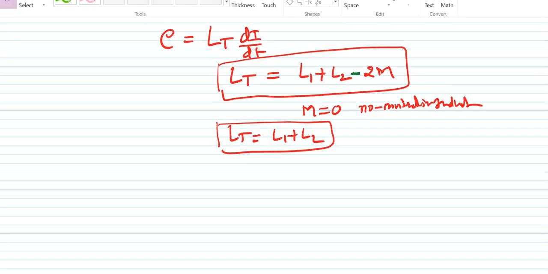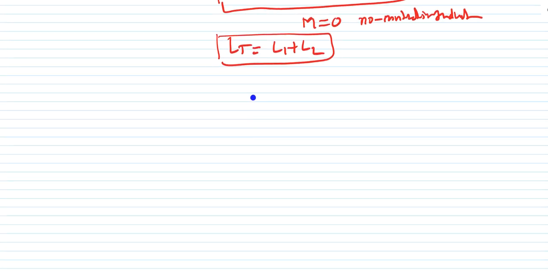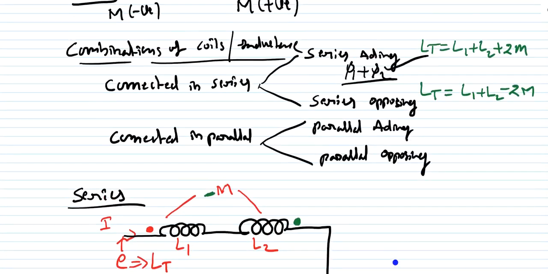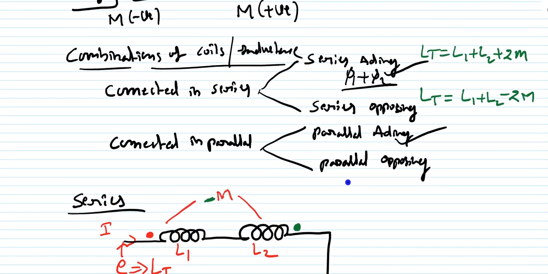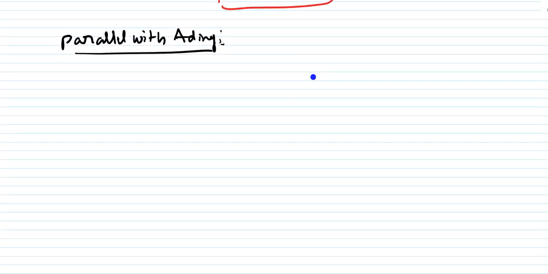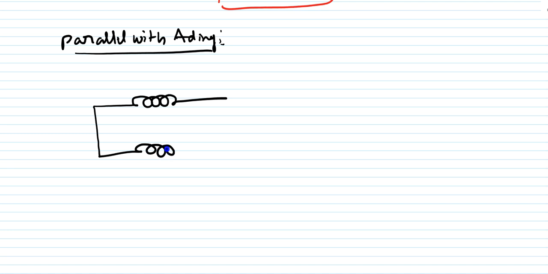Now we'll see the parallel circuit, and the parallel one we will take with aiding polarity, parallel with aiding fluxes. First we will analyze this configuration, and later we can do the parallel opposition also. So this is the parallel aiding circuit I am taking here. I have two coils, this is my coil 1 inductance, this is my coil 2, and these two are connected in parallel.